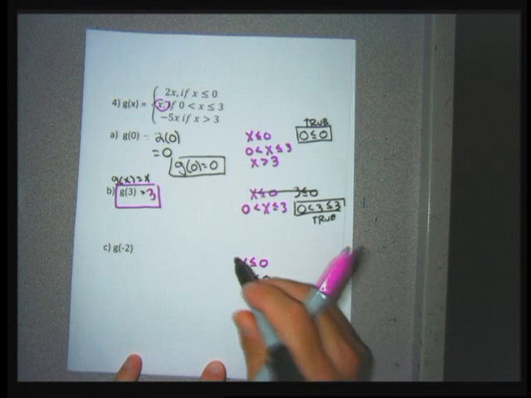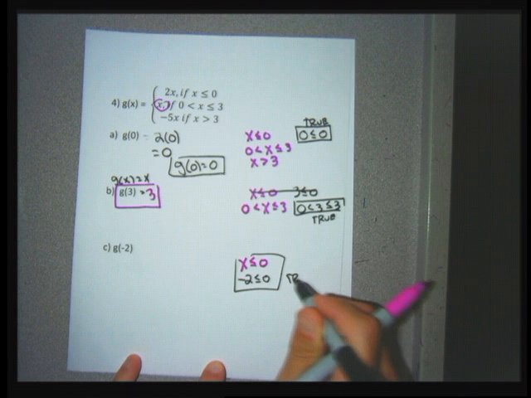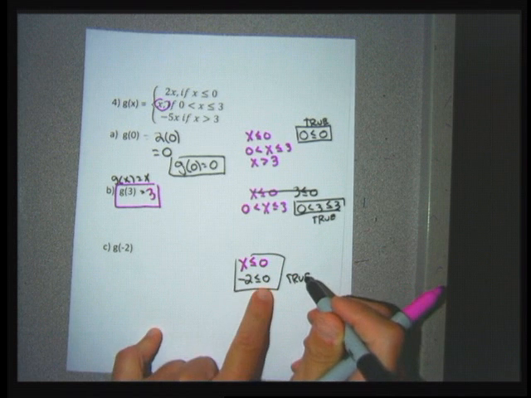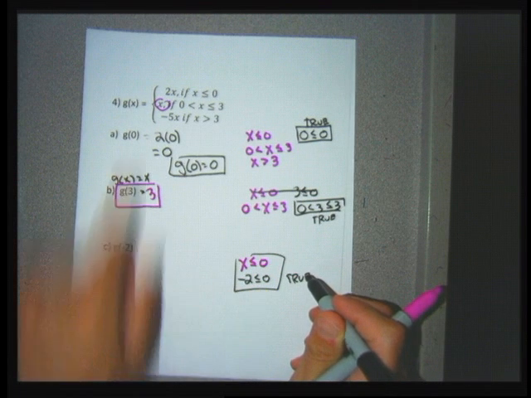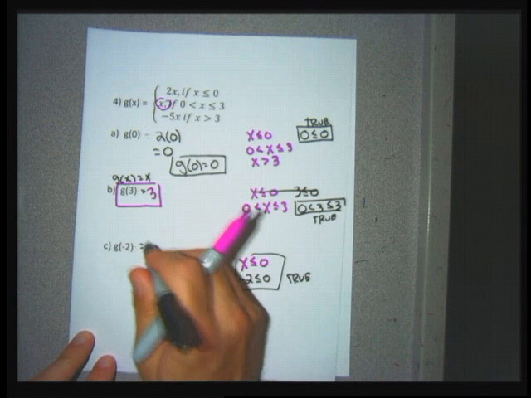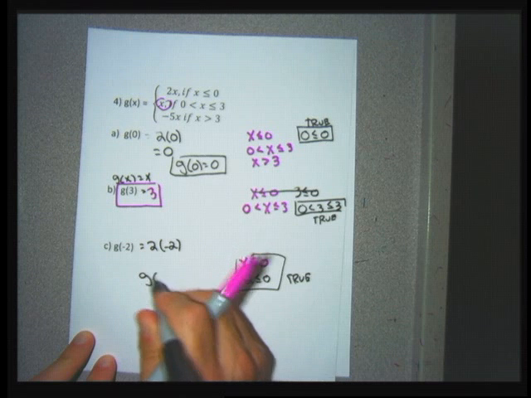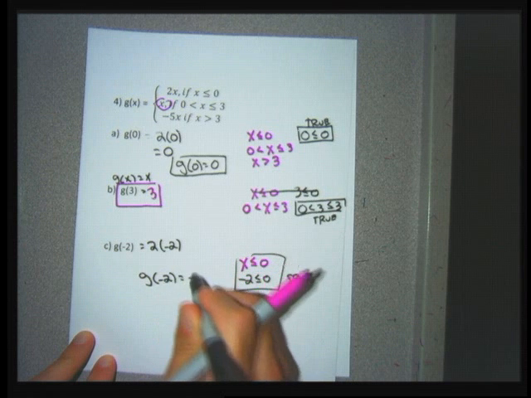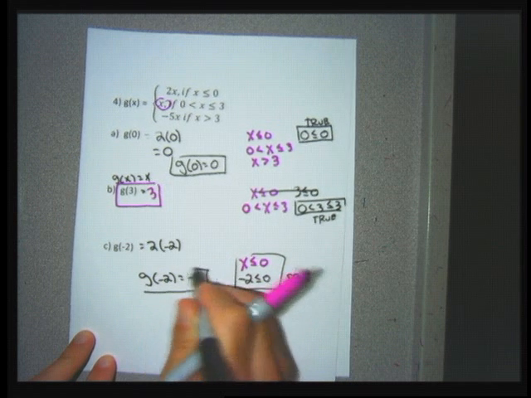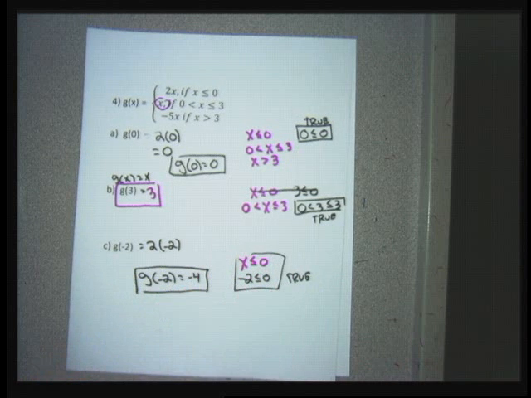And because this statement right here is true, -2 is less than or equal to 0, I'm going to plug this -2 into the top piece. I'm going to say g of -2 is 2 times -2, which is going to be -4. My answer for part C of number 4 is g of -2 equals -4.